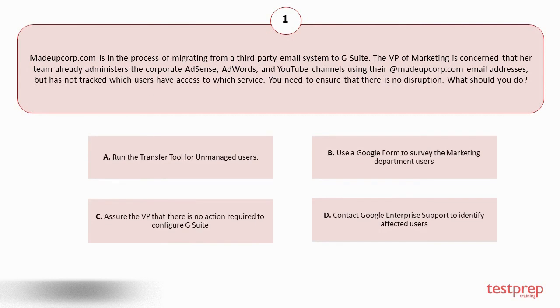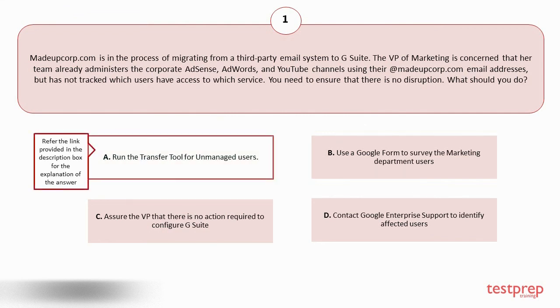Your options are: A. Run the transfer tool for unmanaged users. B. Use a Google form to survey the marketing department users. C. Assure the VP that there is no action required to configure G Suite. D. Contact Google Enterprise Support to identify affected users. The correct answer is option A.